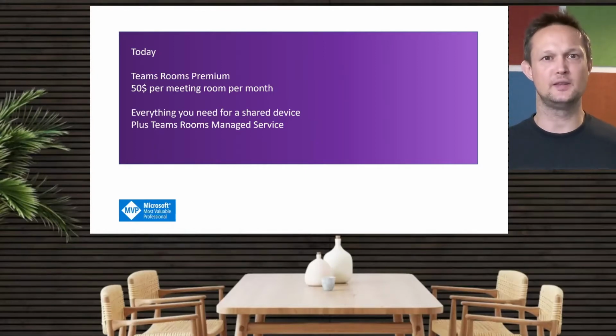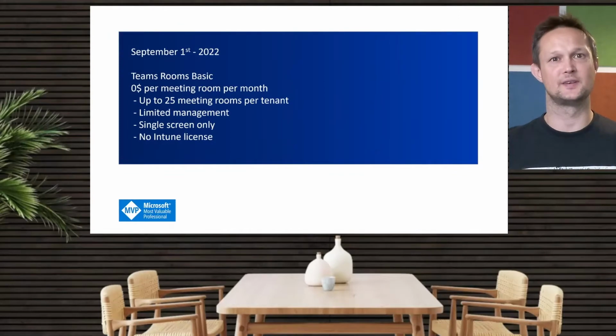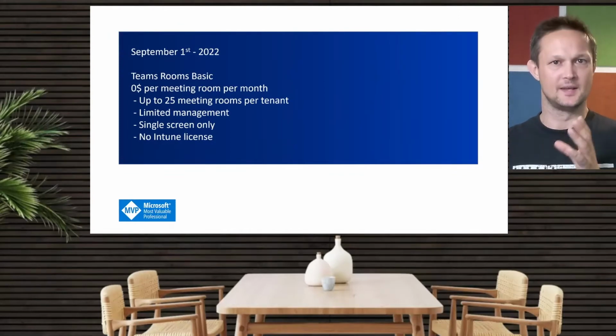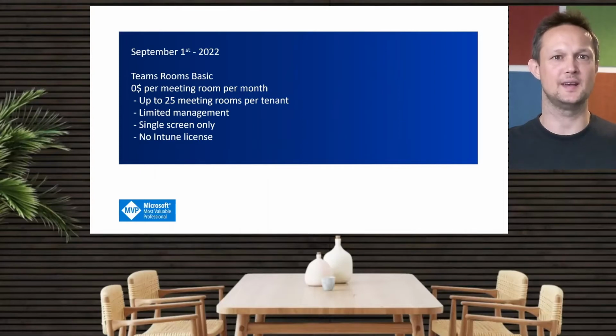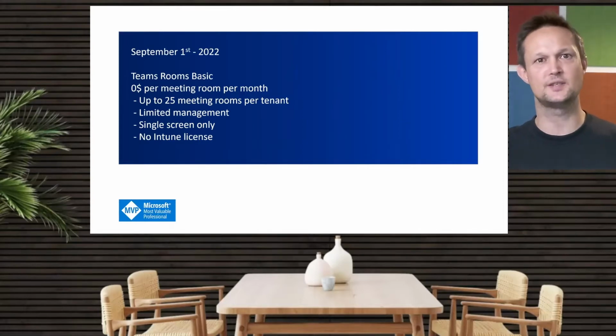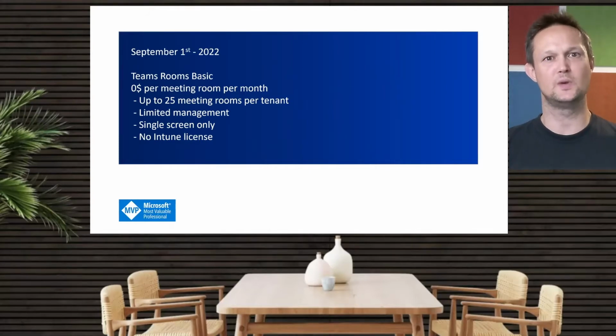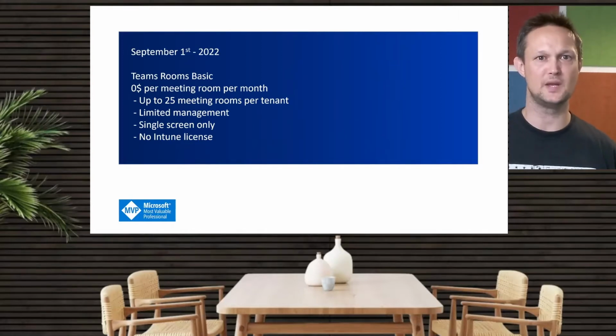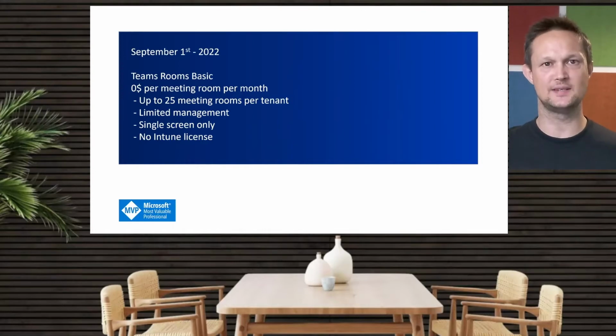So how it's going to look in the future, or actually how it looks right now, is that the announcement has just come out, and it is actually from the 1st of September that they changed the rules. So basically what we will have now is an option to have a basic license, and you will be able to have up to 25 licenses in each tenant. This would mean, if you're a small company or organization, you would be able to add this basic license to the meeting rooms without paying anything. So the first 25 licenses are free of charge.